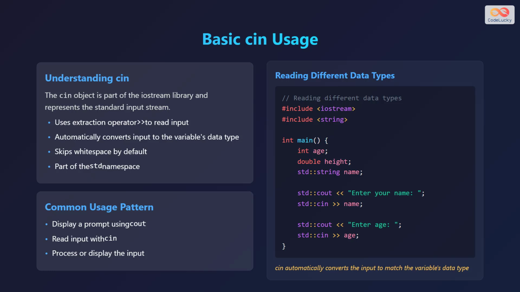Here's how we can read different data types such as integer, double, and string. The code starts with include iostream and include string library. Then in the main function, we declare an integer variable age, a double variable height, and a string variable name. After that, the program prompts the user to enter their name using std::cout. Then it reads the input using std::cin and stores it in the name variable. Similarly, the program prompts the user to enter their age and reads the input into the age variable. cin automatically converts the input to match the variable's data type.